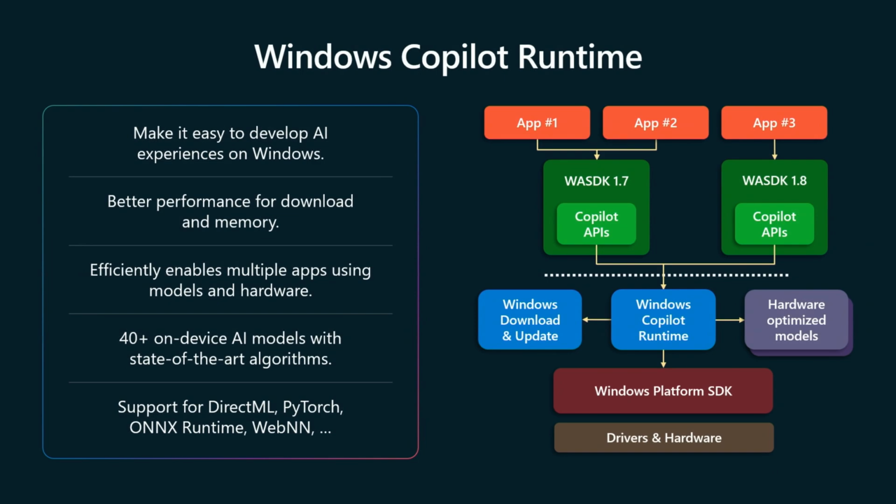Windows Copilot Runtime makes it easy to develop AI apps on Windows that are efficient to download and run across multiple applications. We have over 40 optimized models for your specific hardware. The first wave will be available in January 2025 with WinApp SDK 1.7 Experimental 2. It will include the Phi Silica small language model, OCR, image APIs, and more. It also will have support for PyTorch and WebNN.